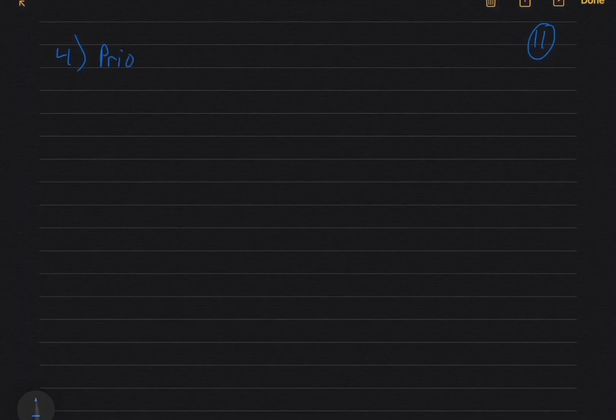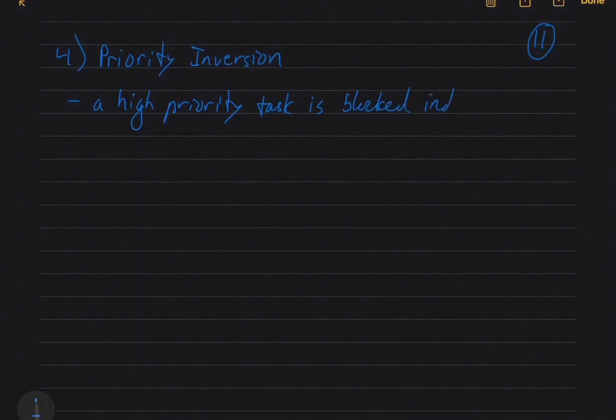And the first problem is called priority inversion. What it is, is when a high priority task is blocked from running by a low priority task, but it has to be blocked indirectly, otherwise the low priority task couldn't block it. Is blocked indirectly by a low priority task.